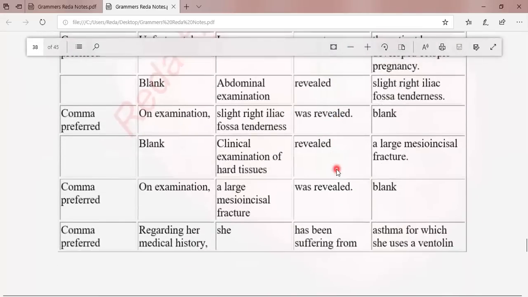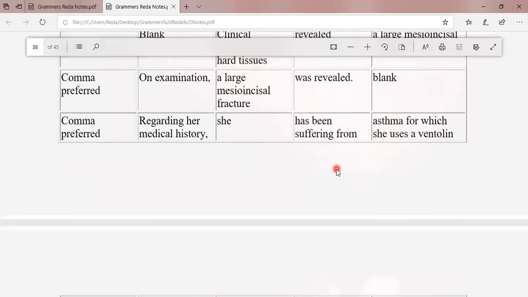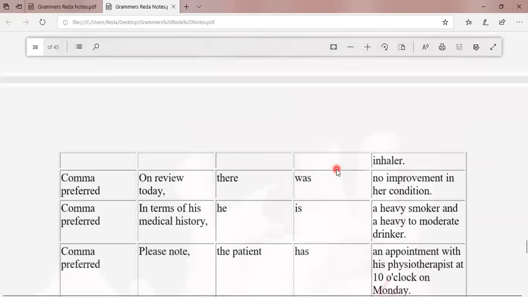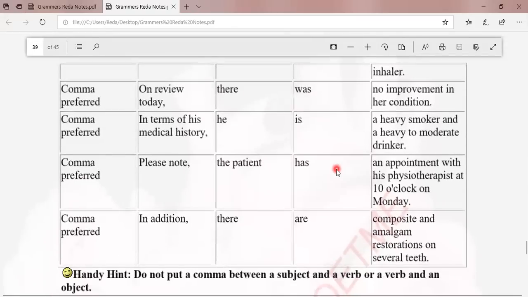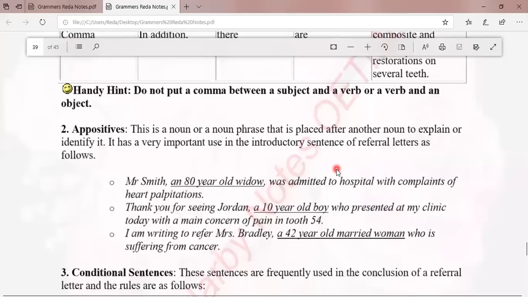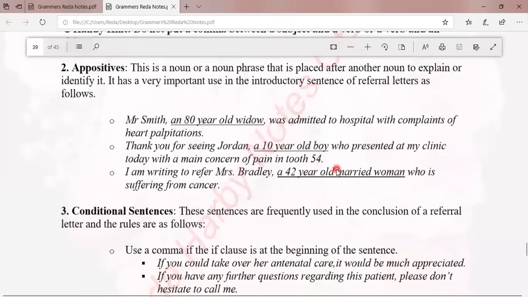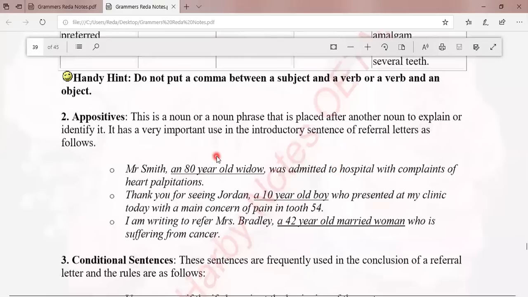So all of this from OET regarding her medical history, comma, prefer to be on review today, comma, in terms of his medical history. Please note, comma, in addition, comma, this is called appositives. This is a noun or a noun phrase that is placed after another noun to explain or identify. This is appositives. It is a word you put to identify or explain, and you can remove it from the sentence completely along with the two commas.